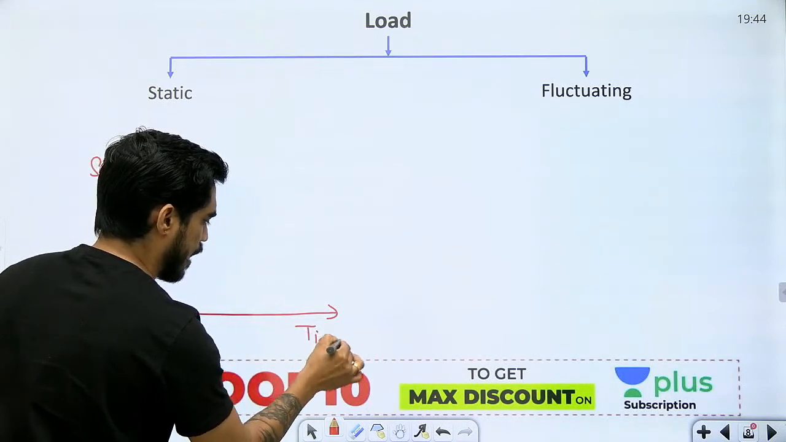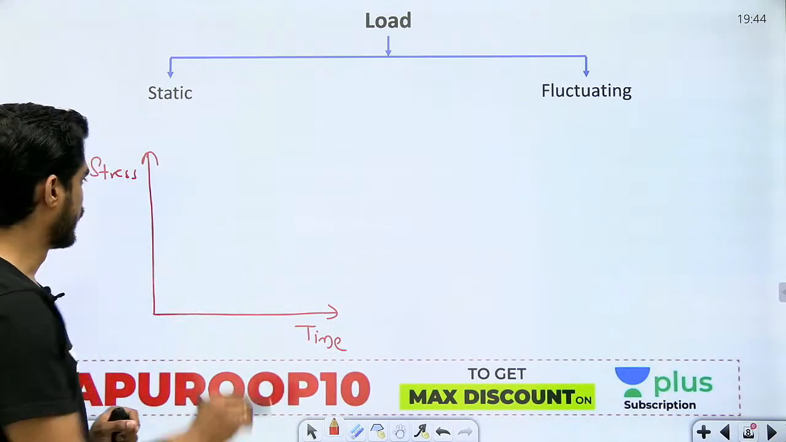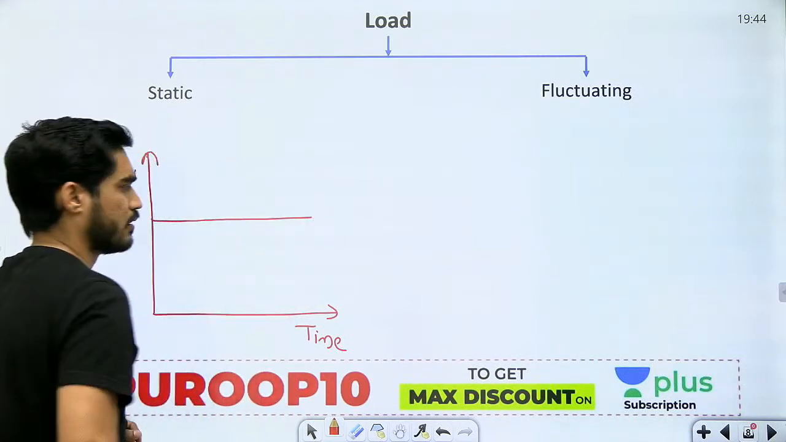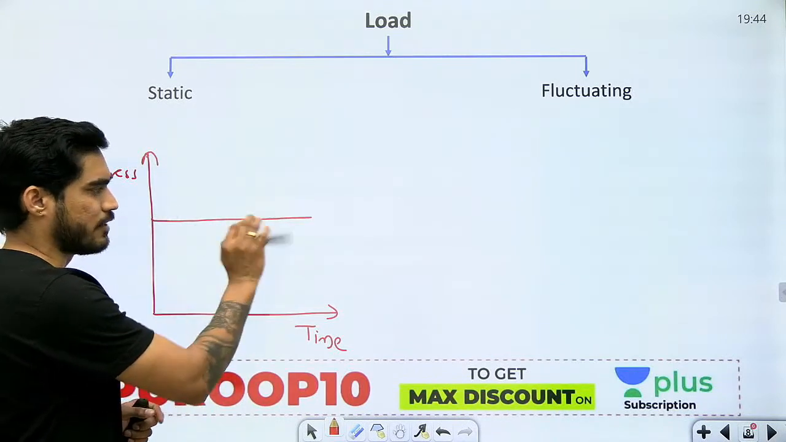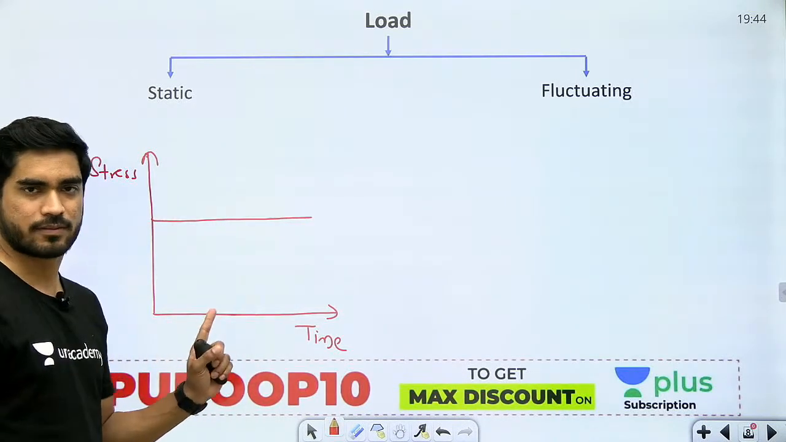if I draw a graph between stress versus time, then I am going to get a horizontal line, because the stress will always be constant with respect to time. It is not going to change.